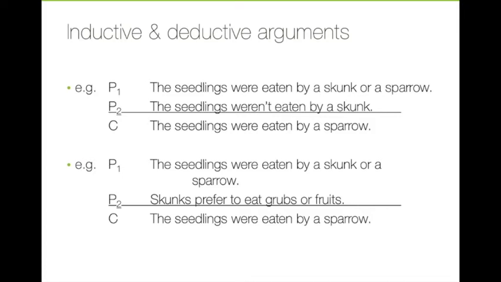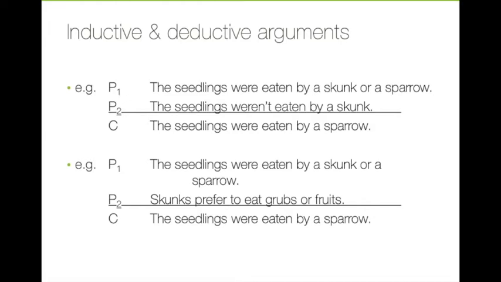Premise 1, the seedlings were eaten by a skunk or a sparrow. Premise 2, the seedlings weren't eaten by a skunk. Conclusion, the seedlings were eaten by a sparrow. This first one you should recognize as taking the form of a disjunctive syllogism. We've got an or statement, the negation of one of the disjuncts, and from that we infer the other disjunct. That's a deductively valid argument. We can contrast that argument with the one that follows.